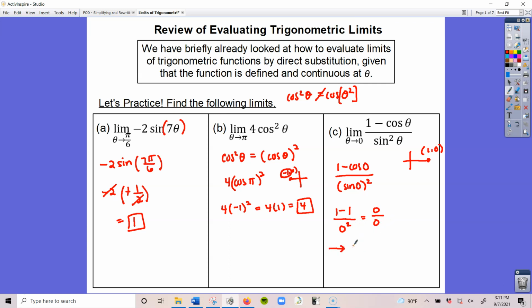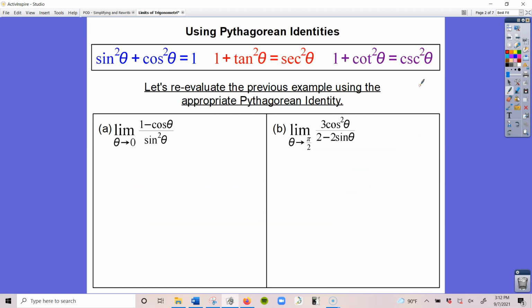Now this does not necessarily mean DNE. This is indeterminate, because we cannot determine what this limit is. The reason why we get 0 over 0 means that there must be some sort of common factor in the numerator and the denominator that will cancel out. So what we are going to do now to try to evaluate this limit is see if we can rewrite this expression in a way that if I were to plug in 0, I would get an actual answer. Now how we do that is by using the Pythagorean identities.